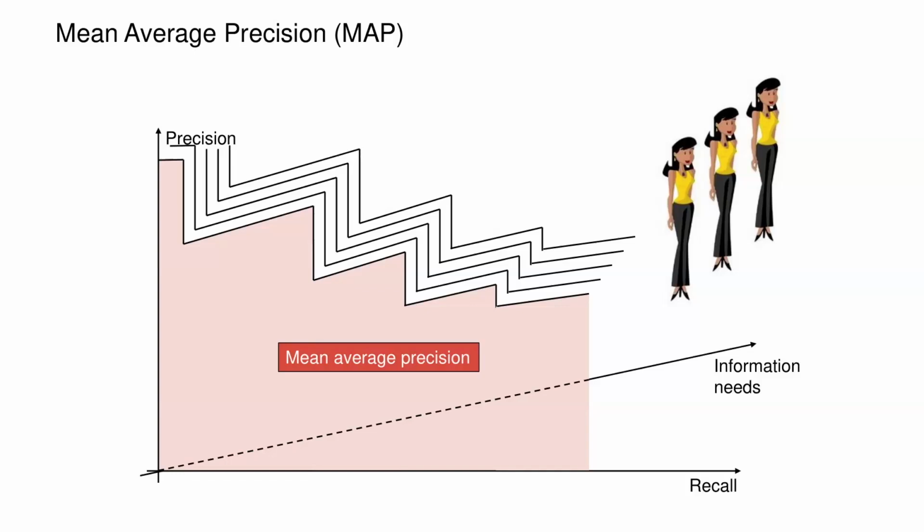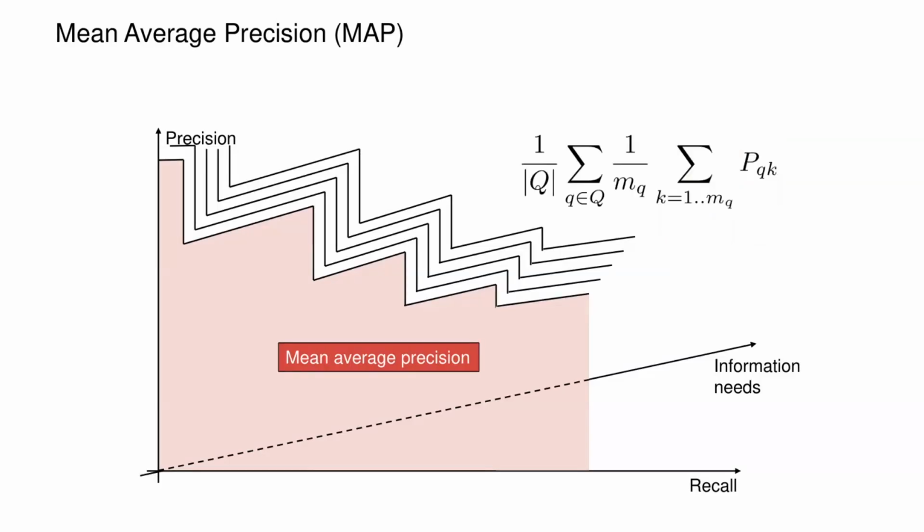We have this game in academia of coming up with acronyms that actually are real words, and that's an example of that. So MAP, mean average precision. And that's the formula. It's just averaging twice.